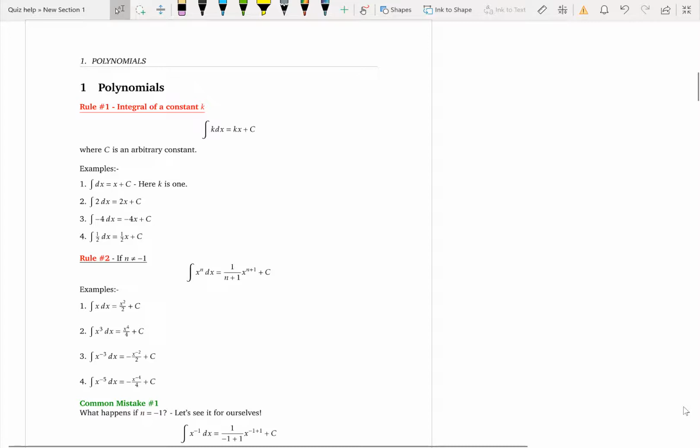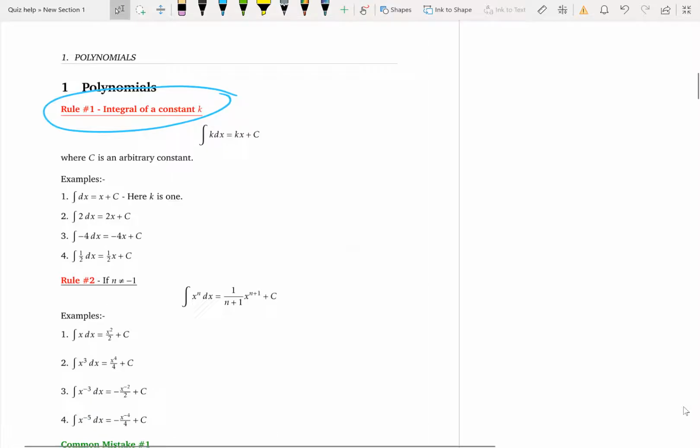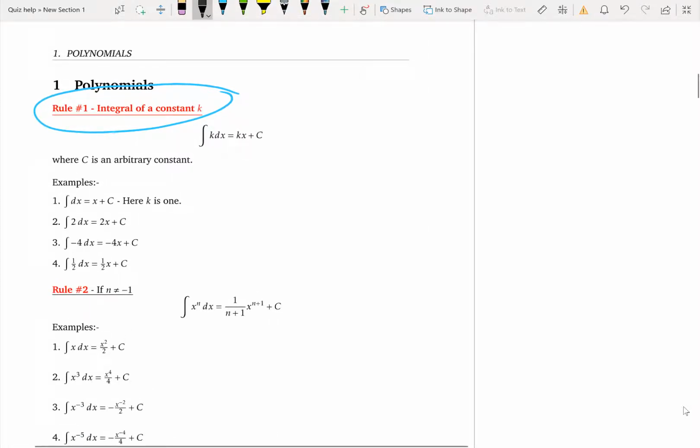All right, what is rule number one? Rule number one is how to integrate a constant. Hopefully you know this already very well, but let's review it very quickly. K is a constant here. You need to integrate a constant. So what is a constant? A positive number, negative number, a fraction, a decimal, any real number. What happens when you integrate a constant is, according to the rule, you get the constant times x plus c, an arbitrary constant.